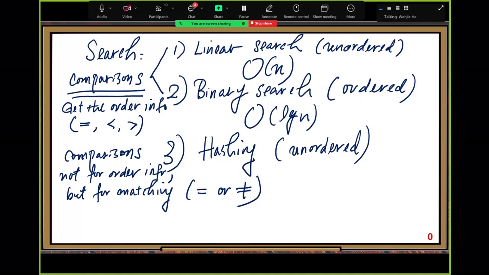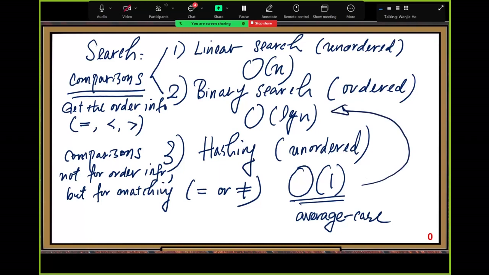But what's the benefit of doing it this way? The biggest benefit is that its efficiency is extremely fast: big O of 1, the average case efficiency. You can see it is even faster than the binary search. Think about that: for unordered data, it can do faster than the binary search.